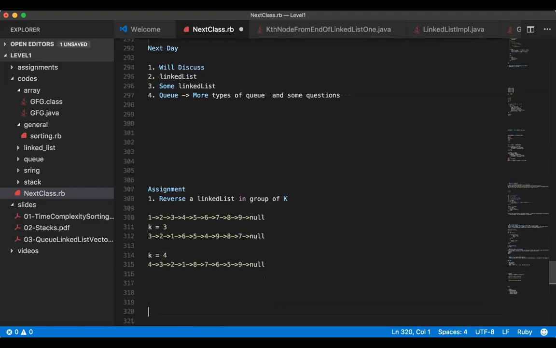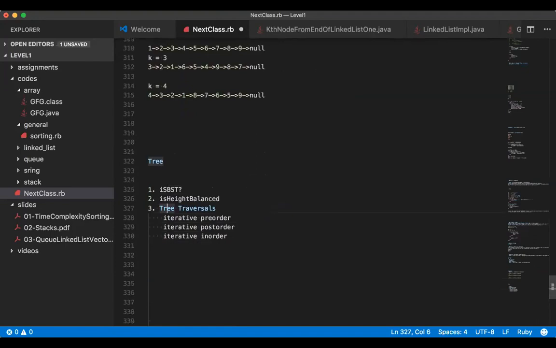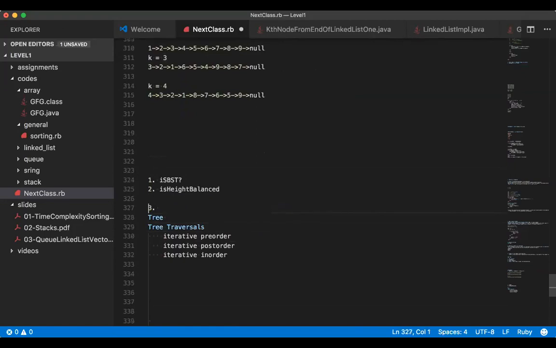Moving ahead. I don't know where Suganya is. She has to join. We said that we'll talk about trees in detail in the last class. We just started with something.